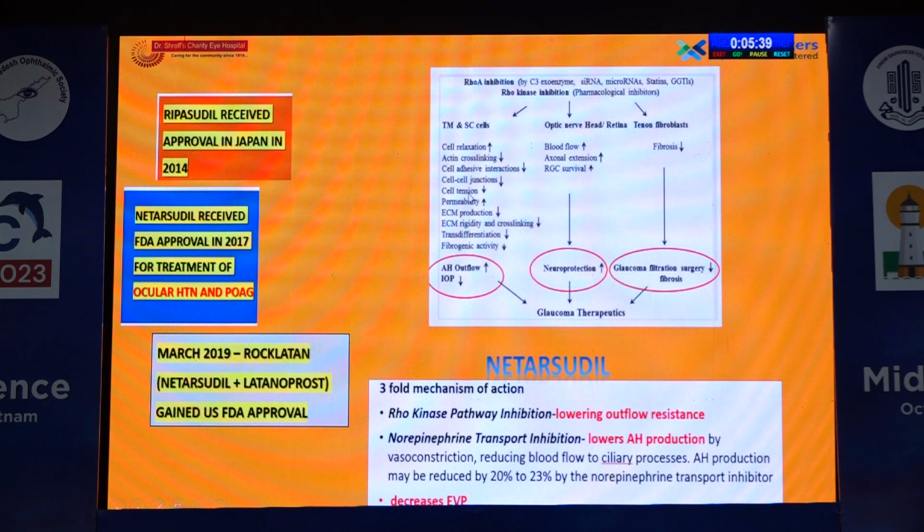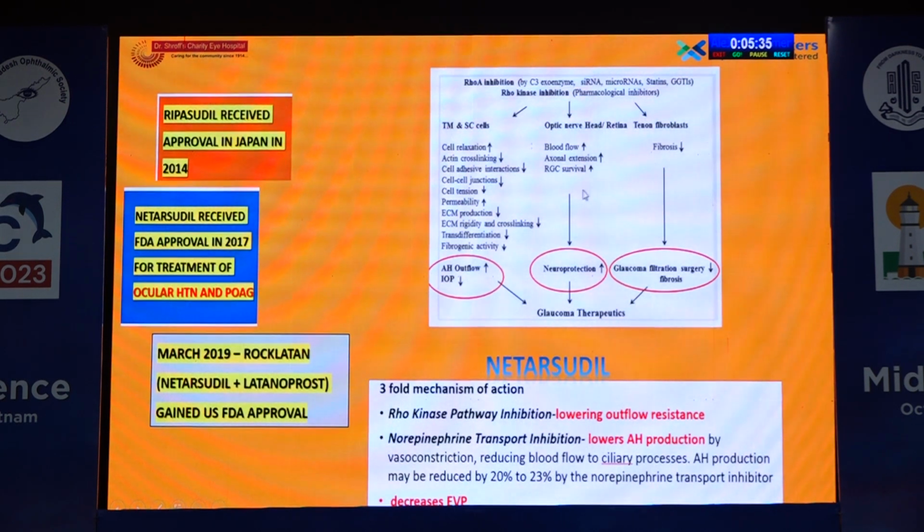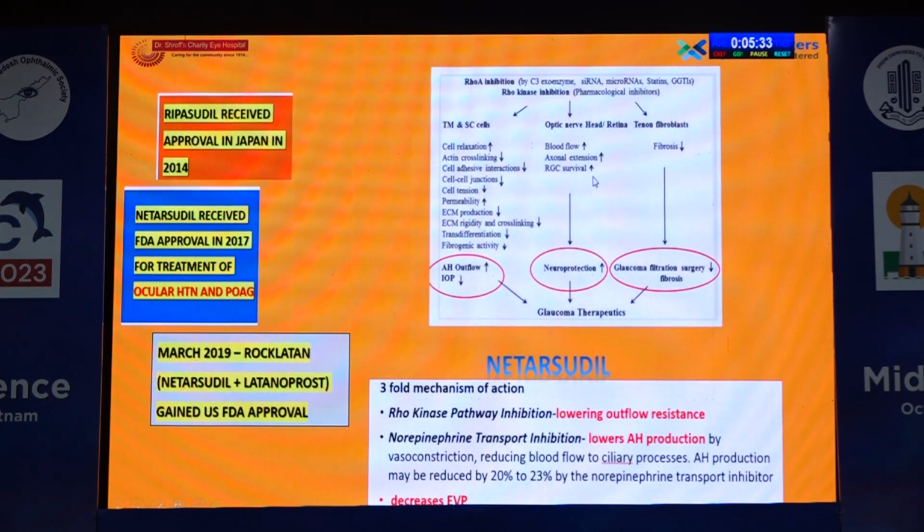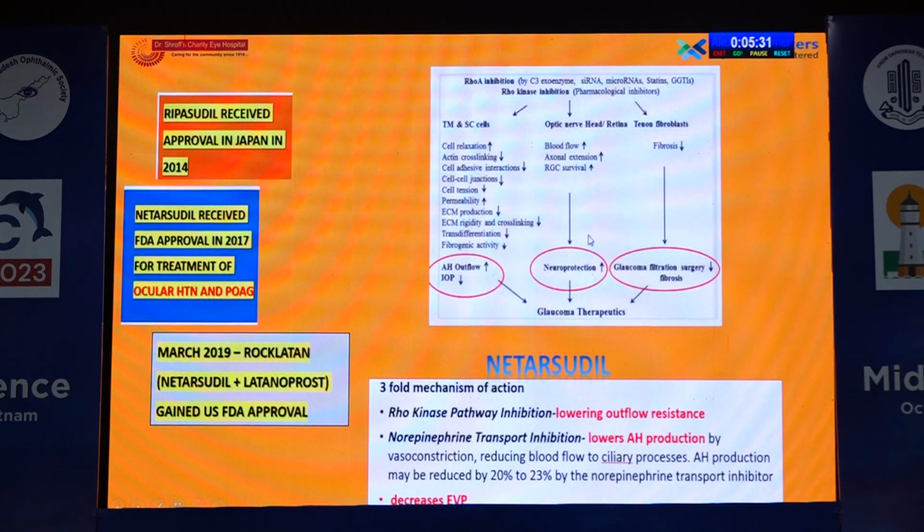So the mechanism of action is basically on the TM and the Schlemm's canal cells, where they increase the aqueous humor outflow. But because they have a vasodilatory action, they are also neuroprotective and increase the ocular blood flow. Also, the first agent which was discovered in Japan, Fasudil, is known to have an effect on cardiac fibrosis and hepatic fibrosis. It has an anti-fibrotic effect, so it was speculated that maybe these drugs might also decrease the fibrosis following a trabeculectomy.